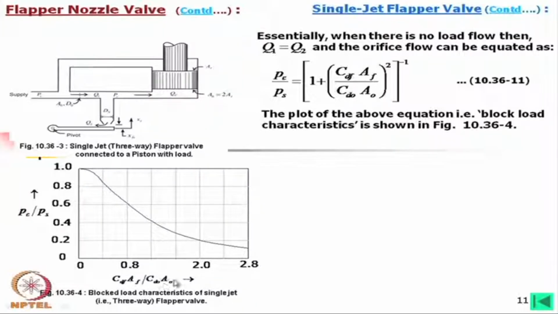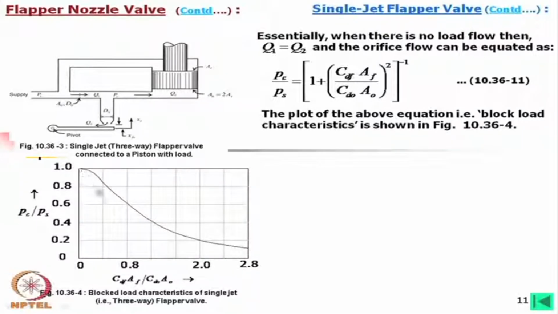So, this ratio is varying from 0 to 2.8. Now, how can it be 0? AF itself is 0, this area is equal to 0. How? This means that this is completely closed. That means xf in the positive direction is equal to xf0. In that condition, what we will find is that Pc is equal to Ps.